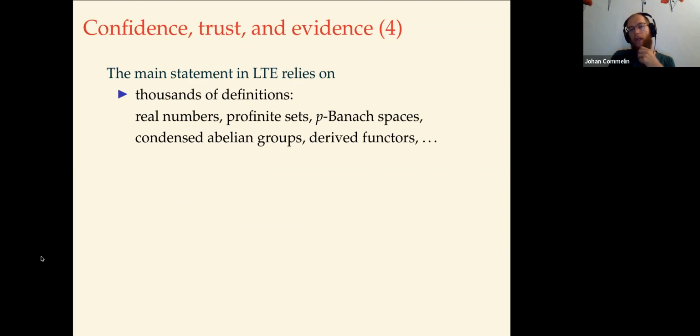So the main statement, on the surface area, covers real numbers, profinite sets, p-Banach spaces, condensed abelian groups, derived functors, like these Ext groups are an example of derived functors, etc. But recursively, these definitions rely on many other concepts, from homological algebra, category theory, topos theory, analysis, topology, etc.